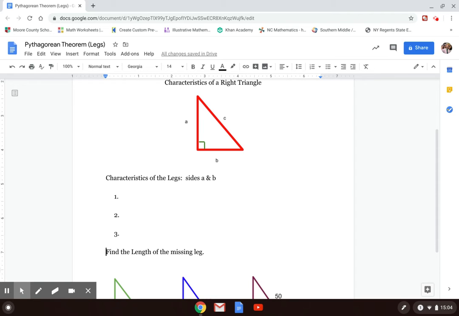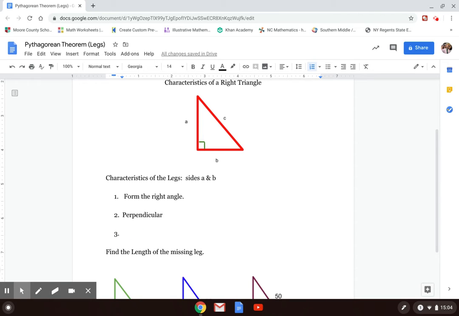So today, we're going to learn the characteristics of the legs and how to find the length of the missing leg. The first thing we want to notice about the legs, which are sides a and b, is that they form the right angle. The right angle is what makes a right triangle a right triangle. It has the right angle that equals 90 degrees, and it's the legs that form the right angle. Additionally, because the legs form a right angle, they are also perpendicular. Perpendicular lines are two lines that form a right angle, or 90 degrees.